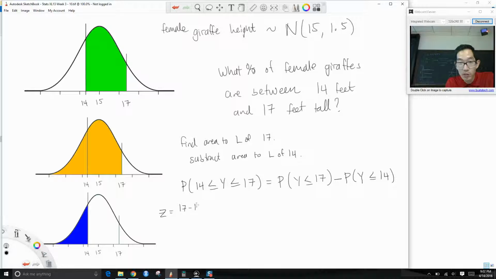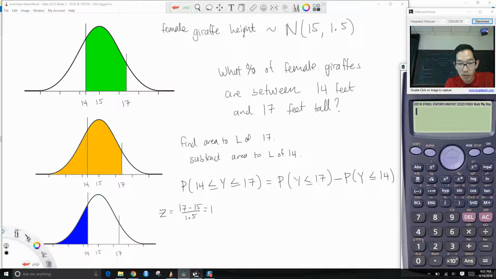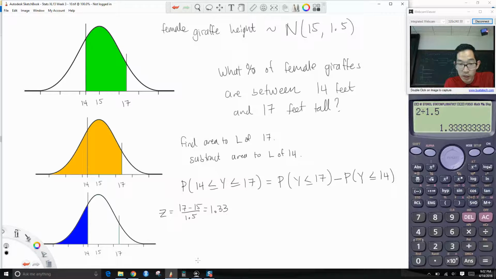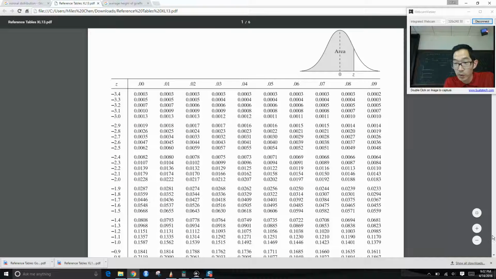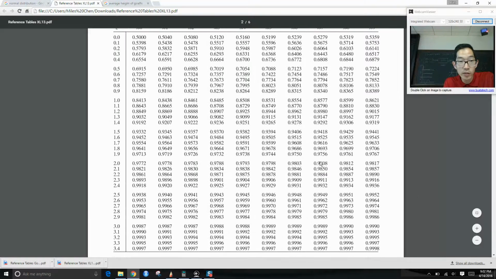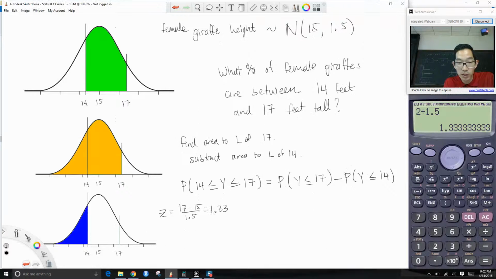17 minus 15 over 1.5, I get a z-score of, what, 1.33, I think? Let me just do 2 divided by 1.5. Yeah, 1.333. We would go to our z-table, look up the area to the left of 1.33, and I get 0.9082. Is that what you guys get?